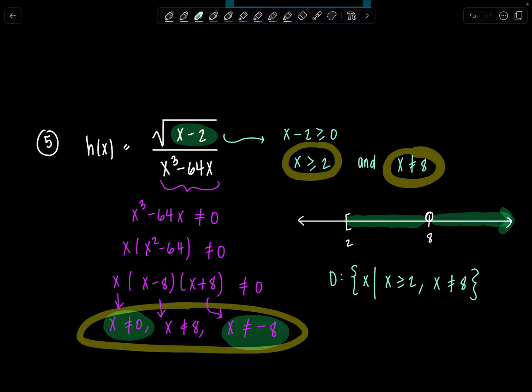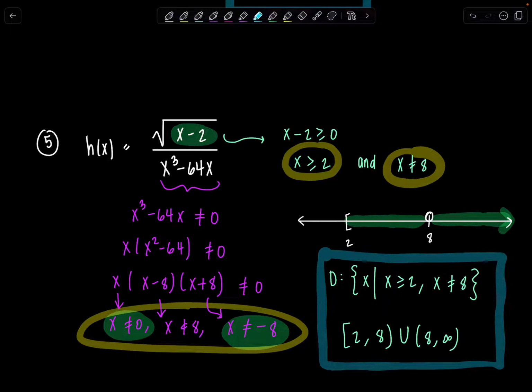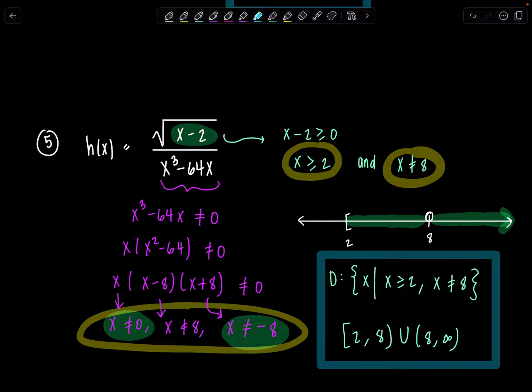In interval notation, use the graph. It would go from 2 to 8, parentheses on the 8, because we can't equal 8, union 8 to infinity. Okay? And that's it. So that one, we had a lot to think about because we had a radical and we had variables in the denominator.